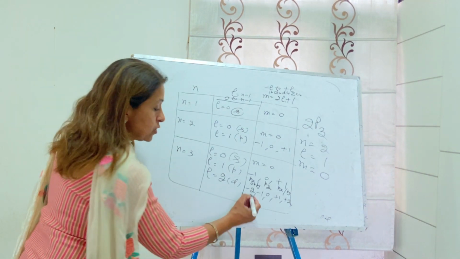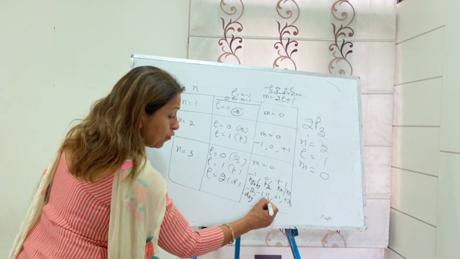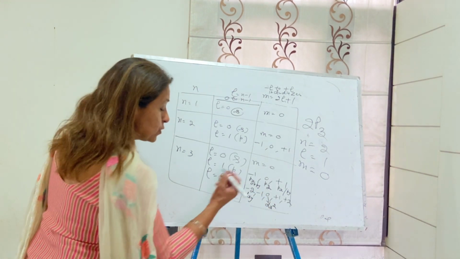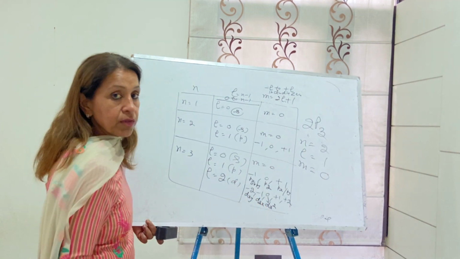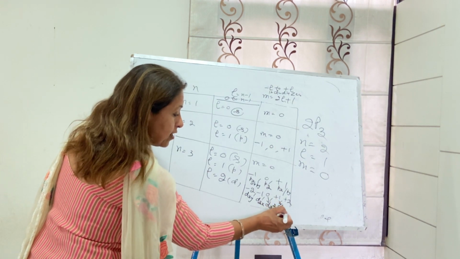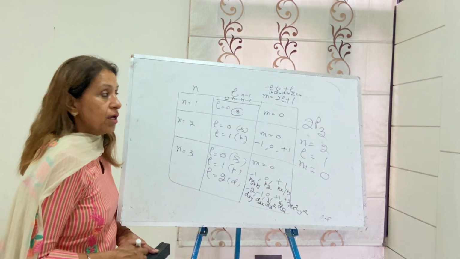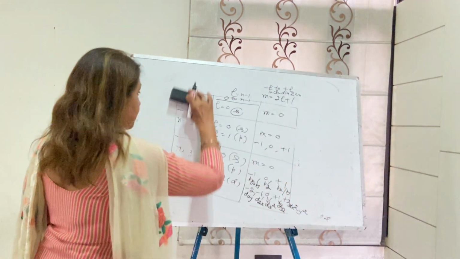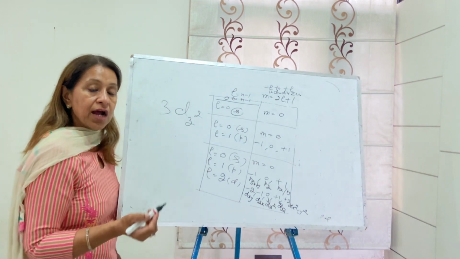Minus 2 is dxy. And 0 is for dz square. Minus 1 is for dzx, yz, plus 1 is for dyz, plus 2 is for dx square minus y square. If I'm going to write, it is your 3dz square. I'm writing here 3dz square. What is the address?